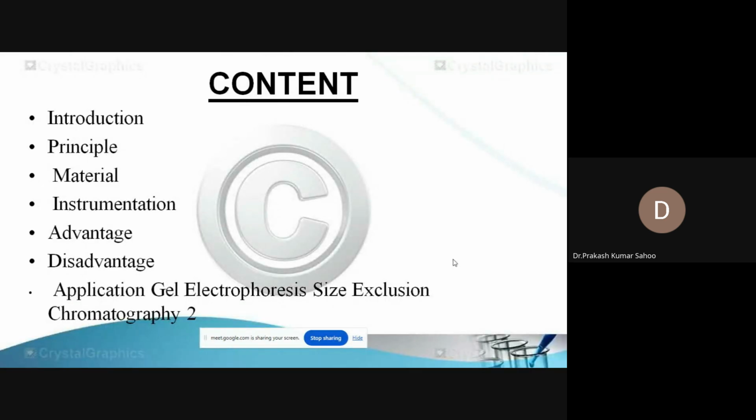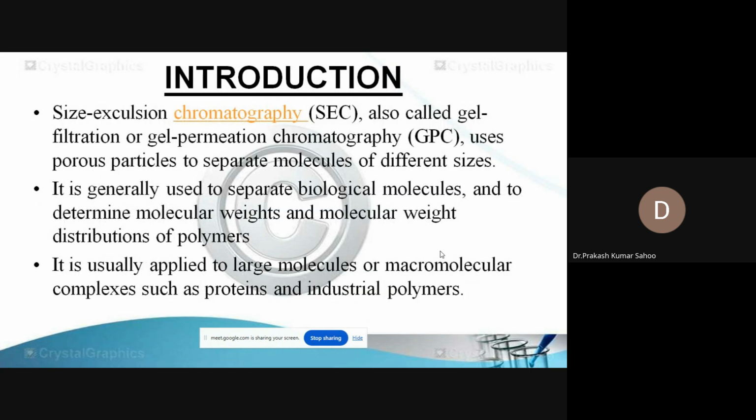And gel electrophoresis and size exclusion chromatography are also part of the content of this presentation. Size exclusion chromatography, SEC in short, is also called gel filtration or gel permeation chromatography, that is GFC or GPC.